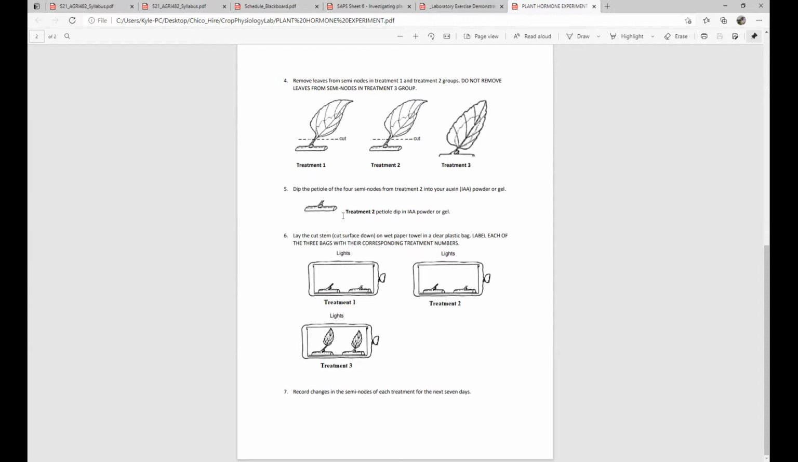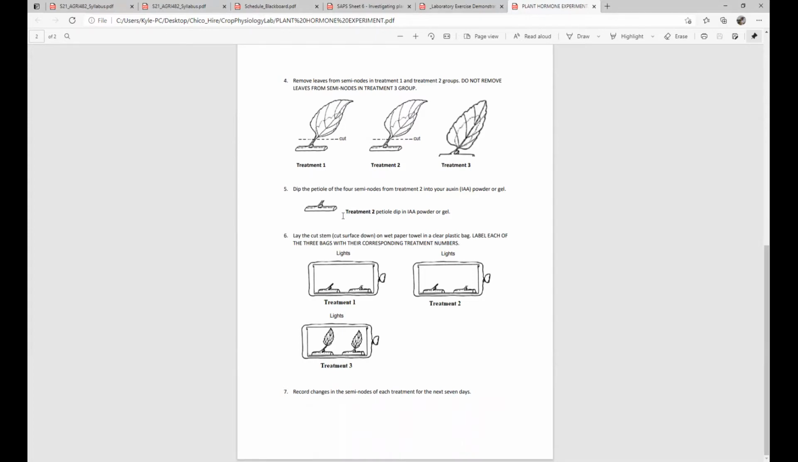Now, auxin is abbreviated as IAA. That's just a synthetic auxin. That's all it really means. It's indole-3 butyric acid. And that's what we're going to use as our auxin source.